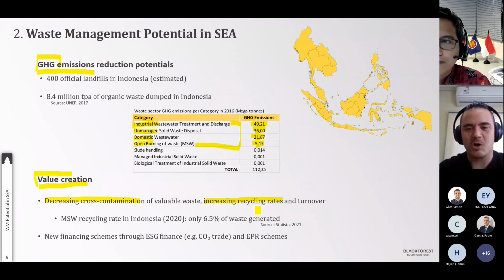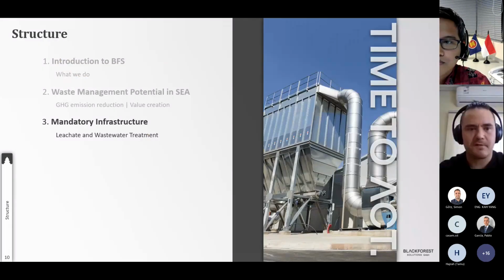So what I want to say is that always the solid waste or also the industrial waste sector and the wastewater sector are interconnected. In some cases, is it leachate from landfills? Is it direct industrial wastewater discharge or so?